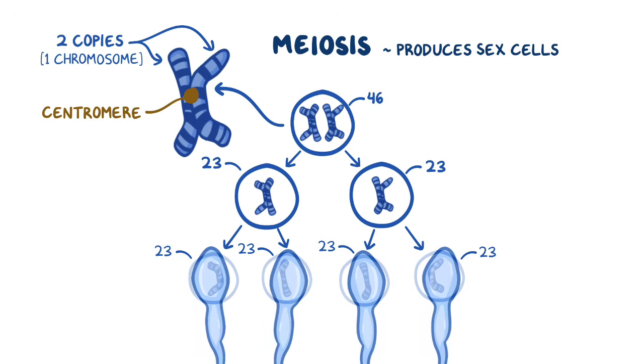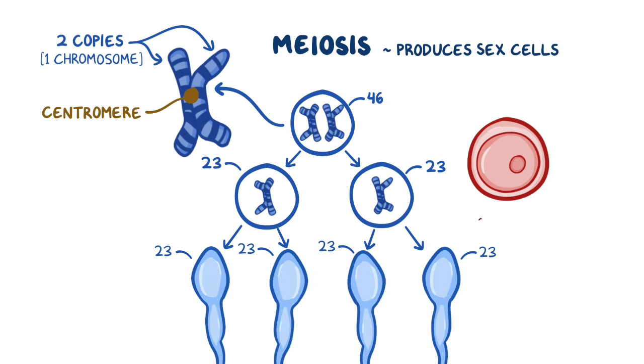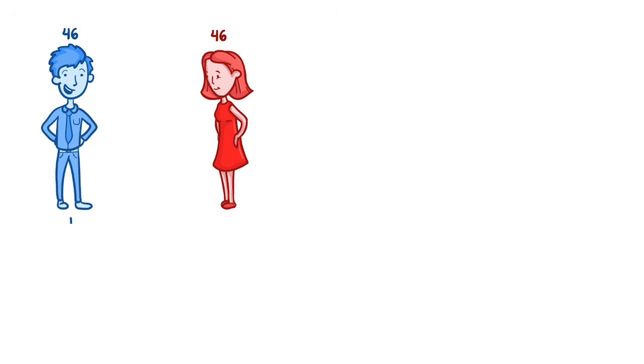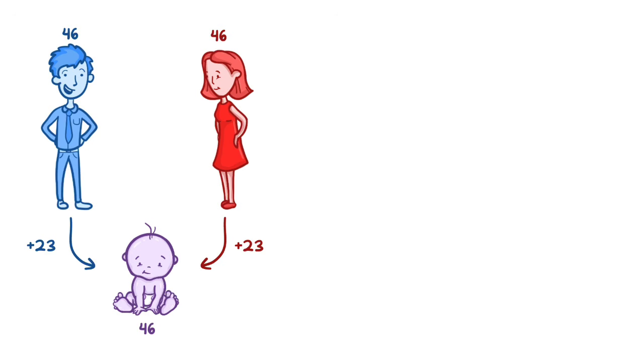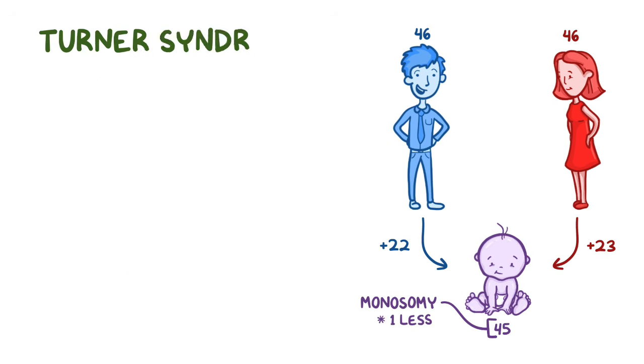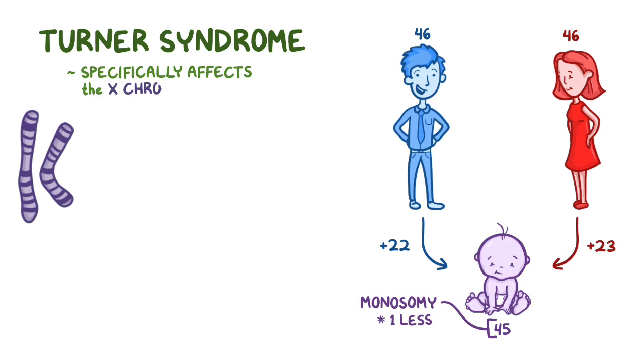Now, these are ready to pair up with an egg cell from mom that has 23 chromosomes as well, totaling to 46 chromosomes. And voila! 9 months down the road, you've got yourself a baby. Usually, each parent contributes one chromosome to each pair, 50-50. Sometimes, though, one parent might contribute one chromosome too many, and this is called trisomy, or one chromosome less, which is called monosomy. Monosomy is what happens in Turner syndrome, and it specifically affects the X chromosome.